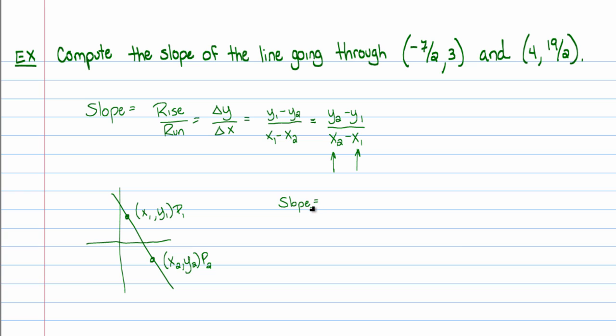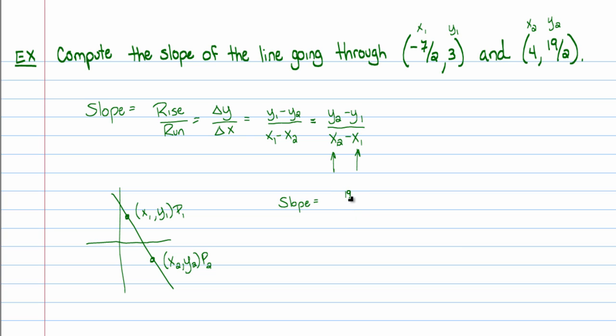So in our case right here, the slope of the line going through those 2 points will be the difference in the y values. And what I'm going to do is go ahead and call this y2, so this must be x2. And I'll call this y1, so this must be x1.